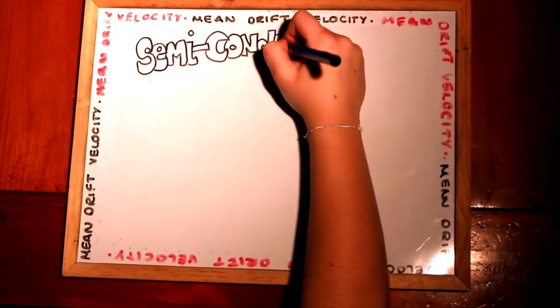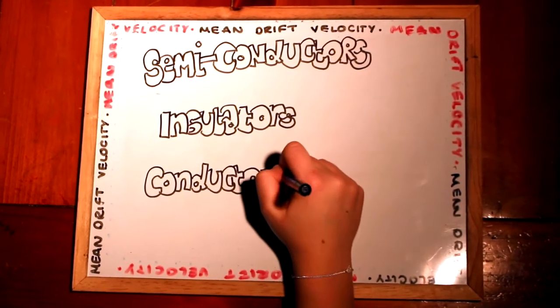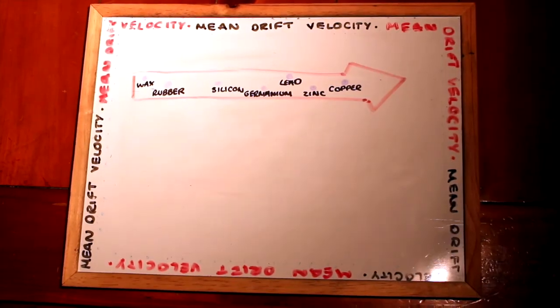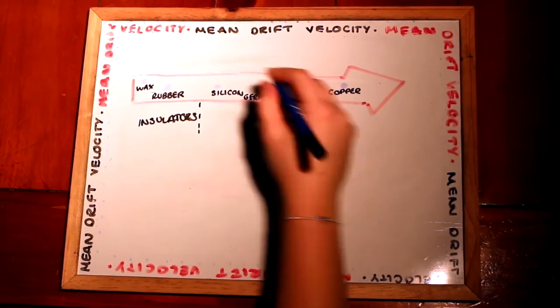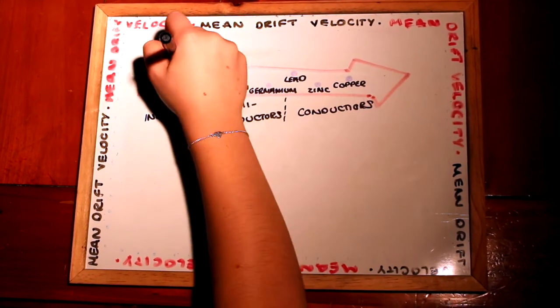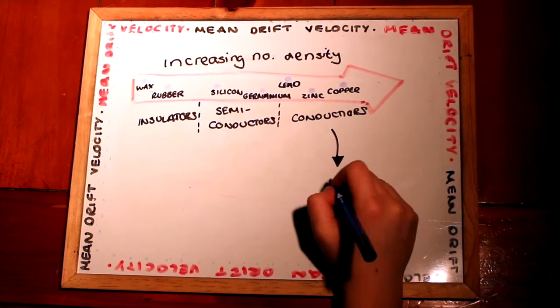Materials can be placed into three different groups based on their resistance. Semiconductors and insulators have a very high resistance, whereas conductors have a low resistance. Conductors have a very high number density, insulators have a much lower value, and semiconductors are between the two. This can be explained using band electron theory.